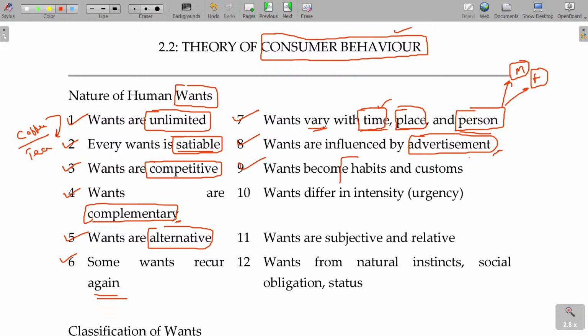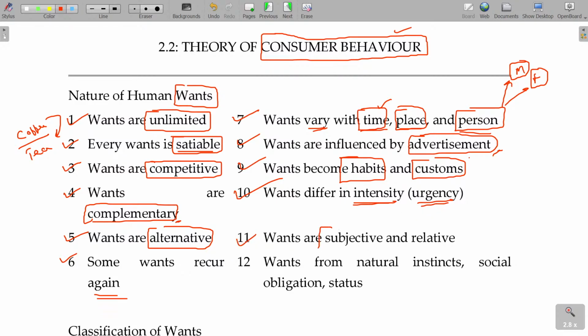Wants become habits and customs. First of all it may be a want, but if you start consuming again and again, it may become your habit also. And wants differ in intensity or urgency. If you are so urgent and willing to pay more, fine. Sometimes if you are not urgent, you can postpone that also. So it also differs in intensity.